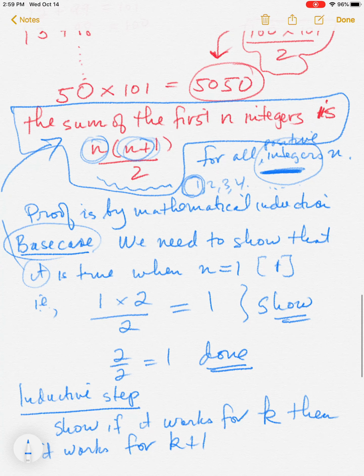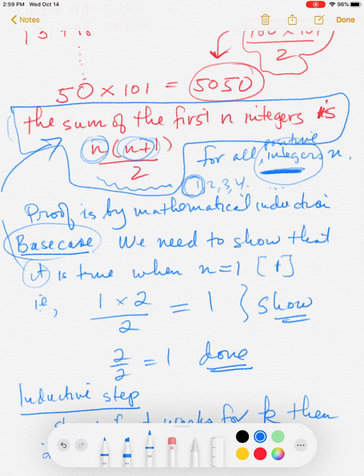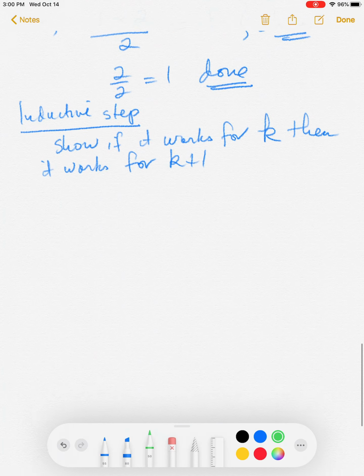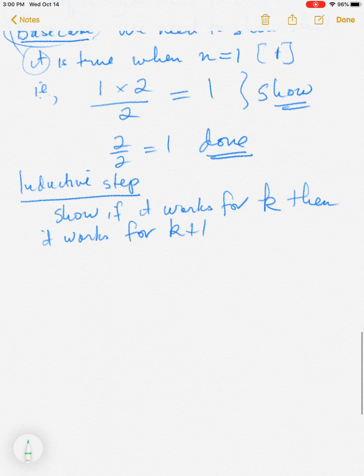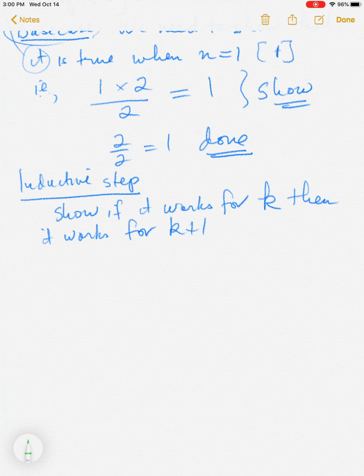So if this is true for some arbitrarily chosen number k, that is, if the sum of the first k integers is k times k plus 1 over 2, then it works for k plus 1, works for the guy next to him. Then the sum of the first k plus 1 integers is k plus 1 times k plus 1 plus 1 over 2. And that's what we need to show, and that's where just a little bit of algebra is going to be required.